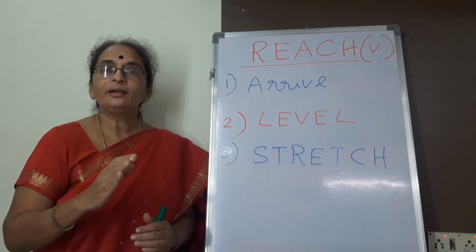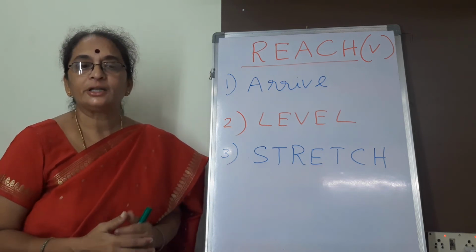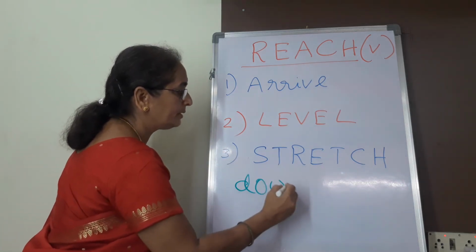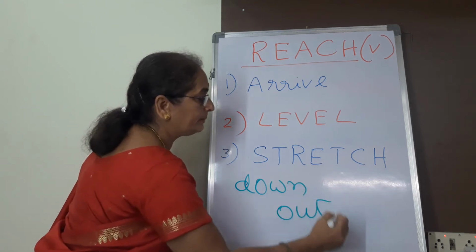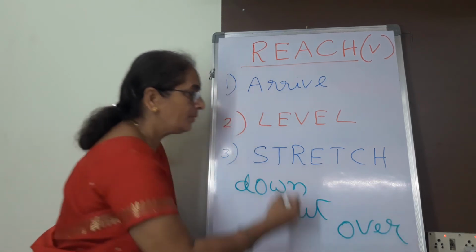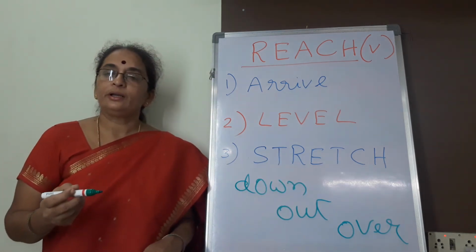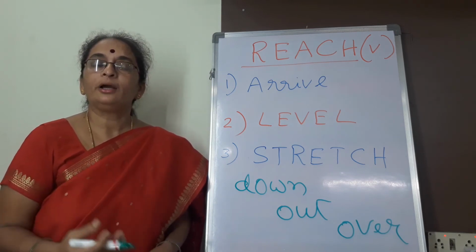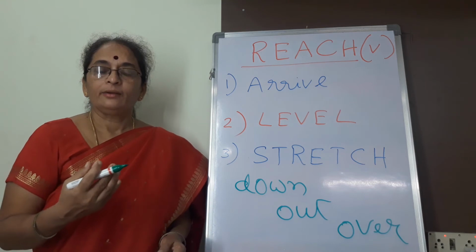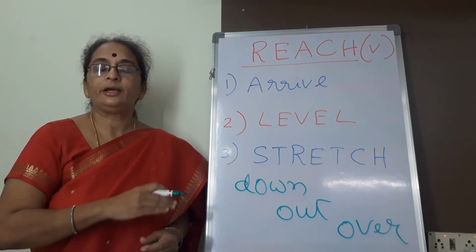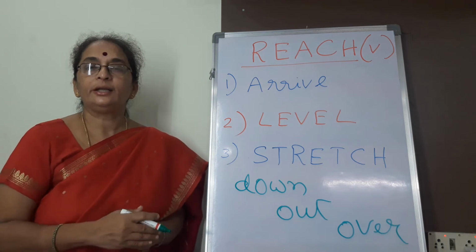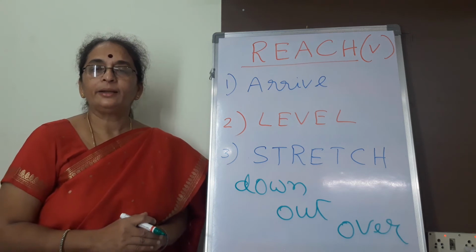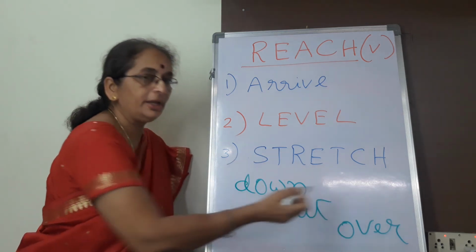Okay. So here I mentioned three prepositions. Down, out, over. So in this latest example, where we learnt the meaning of reach as stretch, when we discuss the example of the children reaching out for the kittens, the puppies, the balls, when they are playing, you can use all these three prepositions.